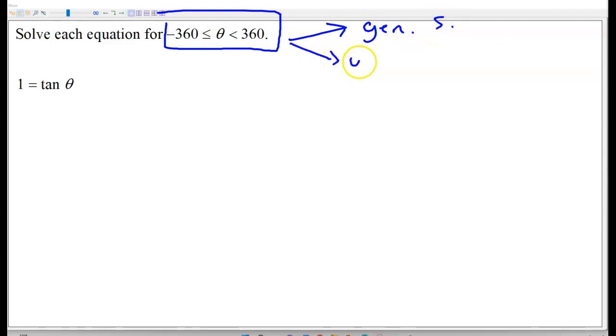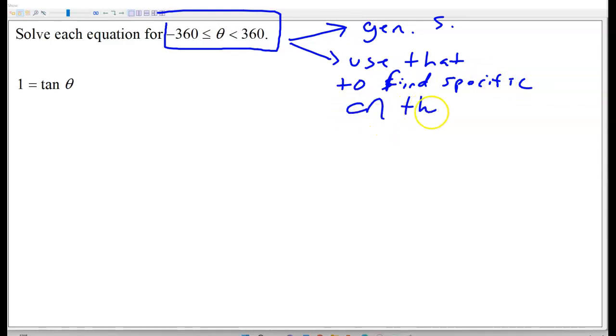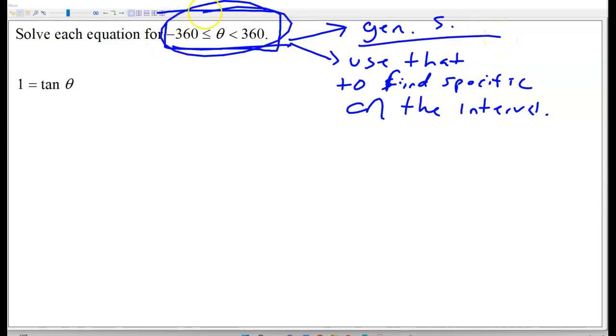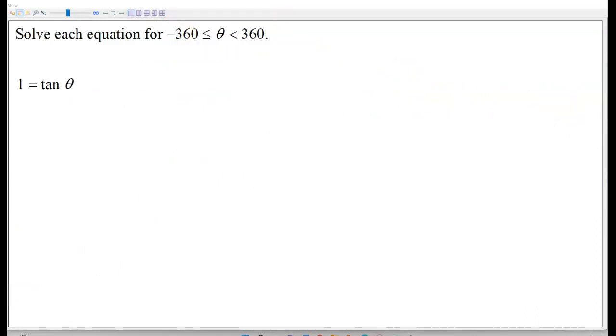And after that, we're going to use that to find specific, or I guess we could say particular solutions on the interval they're asking. Okay, so if I give you any interval other than 360, rather than just doing the unit circle or calculator basically like we have, we're going to do the general solution and use that to find the specific answers on that interval. Okay, and so that's what the last few questions are focusing on, which was our most recent lesson, I believe. So let's go ahead and begin.